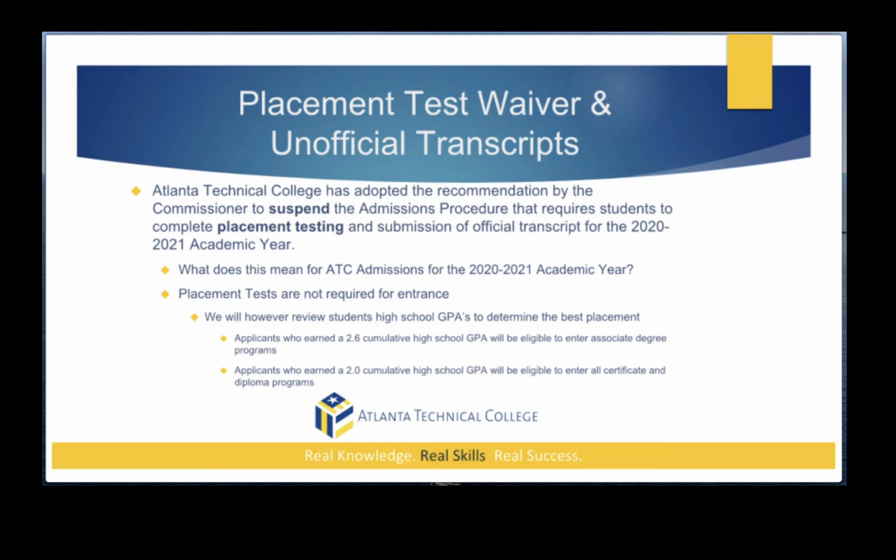Placement tests are not required for entrance. We will, however, review students' high school GPAs to determine the placement. Applicants who earned a 2.6 cumulative high school GPA will be eligible to enter associate degree programs. Applicants who earned a 2.0 cumulative high school GPA will be eligible to enter all certificate and degree programs.